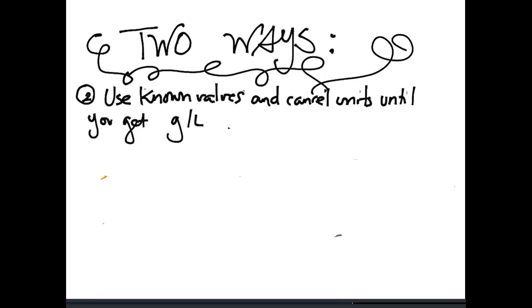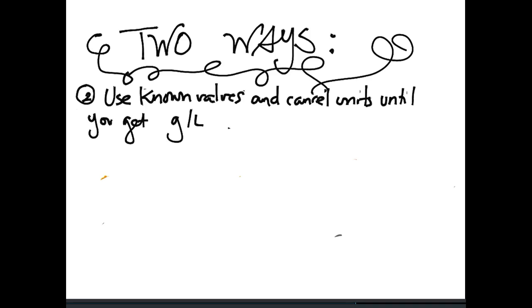liter. The other way to do this problem, which a lot of people prefer, is to just use all the information you're given and combine it in some voodoo magic way that allows the units to cancel until you get grams over liters. I know that seems kind of weird and mysterious, but you have a lot of parameters that you can put together to get grams on the top and liters on the bottom. I'm assuming you guys are pretty good at doing this. So let's think about the things we know.